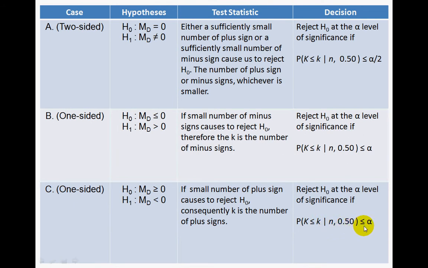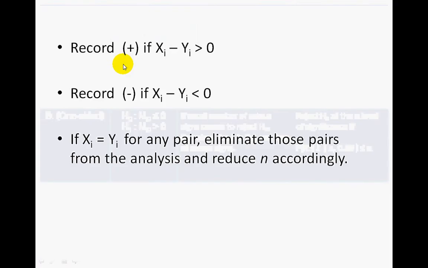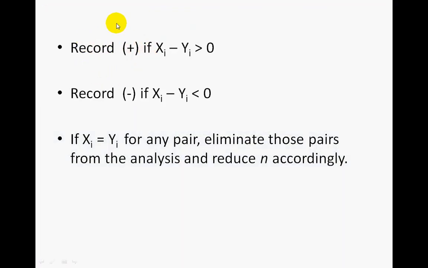Also, we will record a plus sign if xi minus yi is greater than 0, or record a minus sign if xi minus yi is less than 0. If xi equals yi for any pair, eliminate those pairs from the analysis and reduce n accordingly.